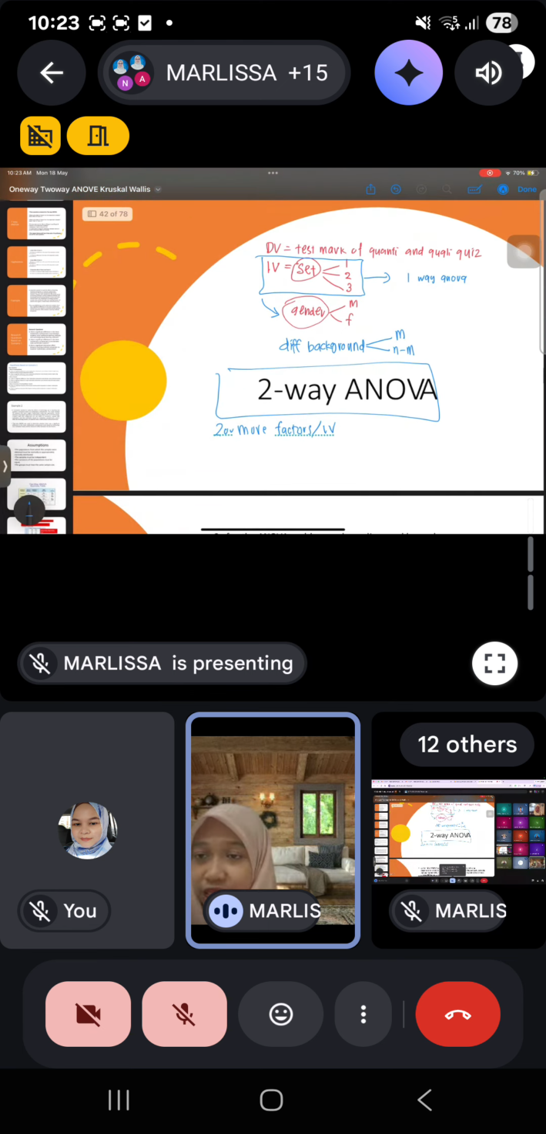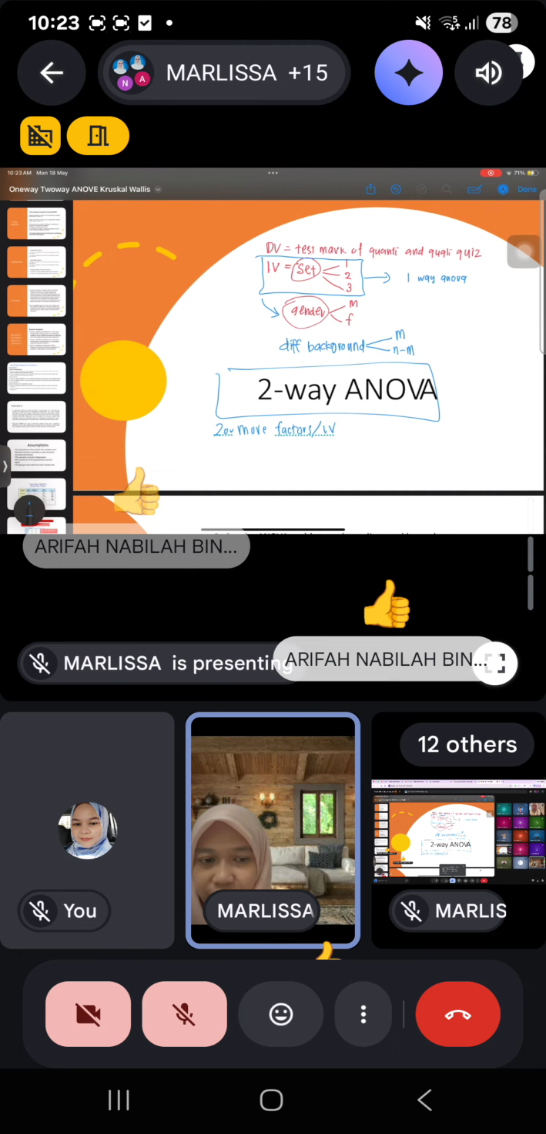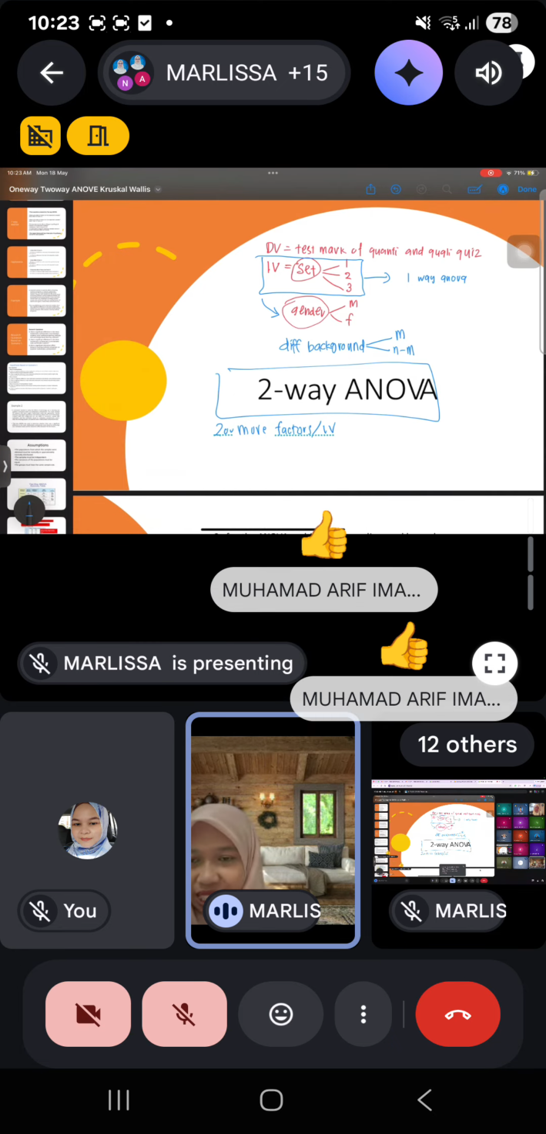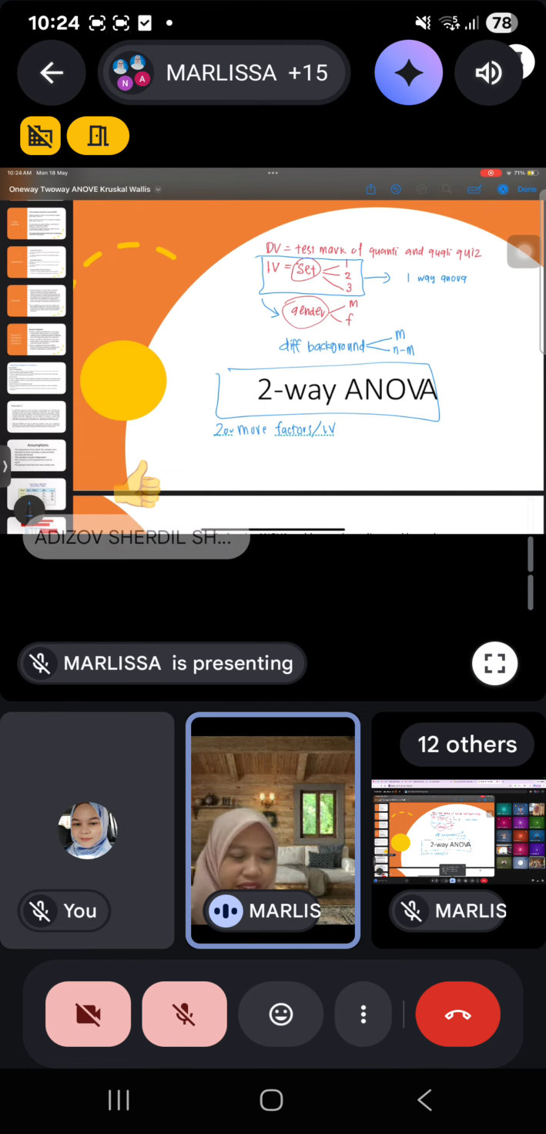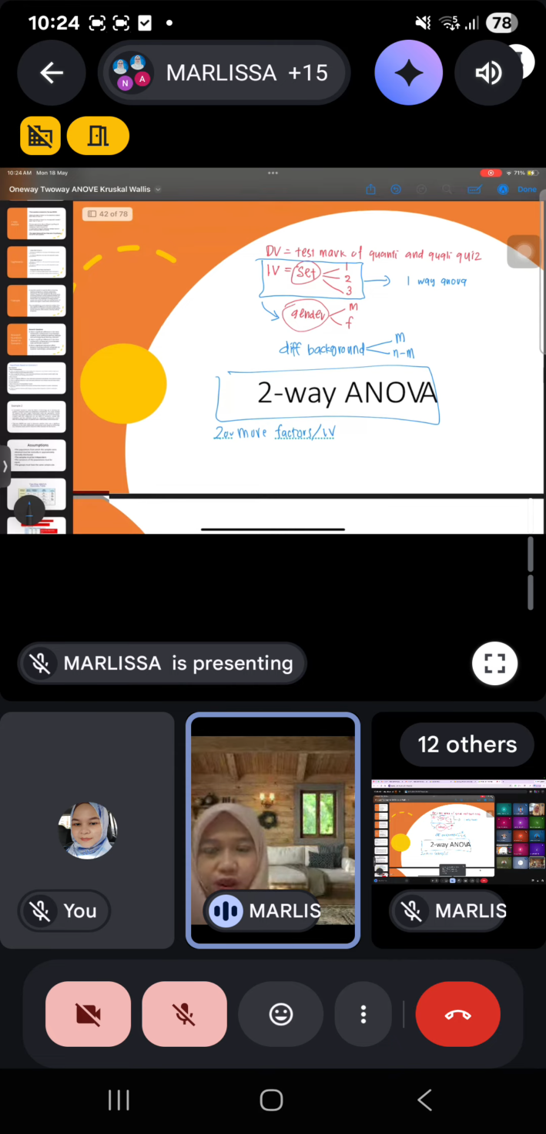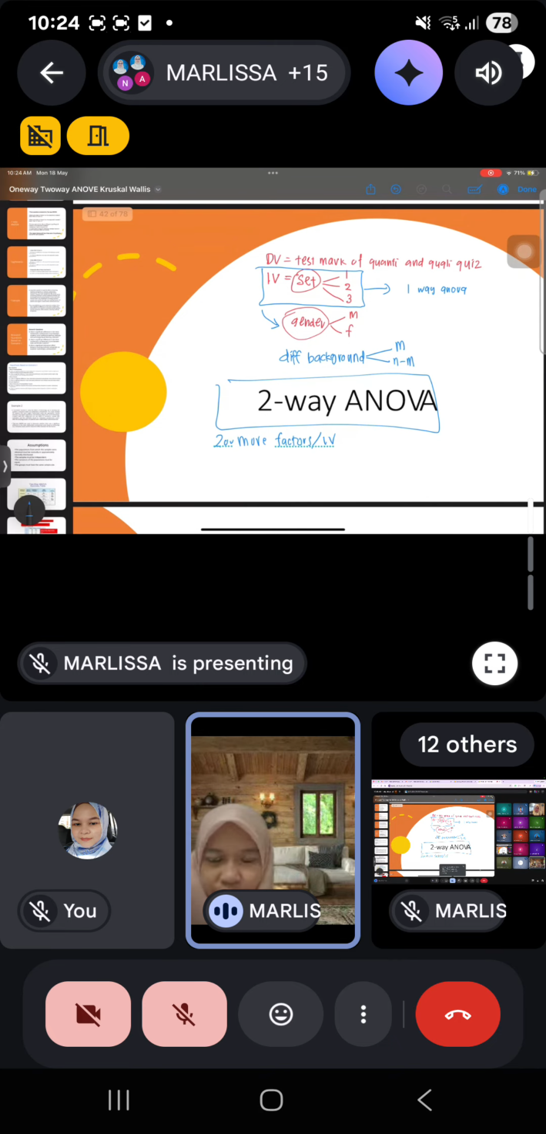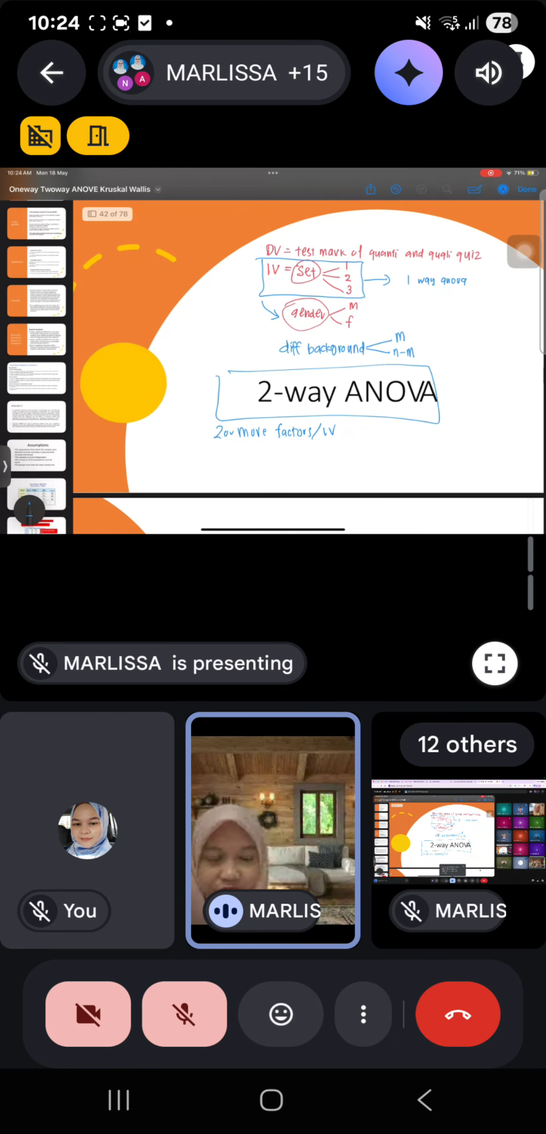Okay, so can you understand now the differences between one-way ANOVA and two-way ANOVA? If there's anyone who doesn't understand, you can always ask me right away, so later I don't have to go back and explain again. You can always raise your hand, or you can just talk and ask if you have any question. So that's the differences between one-way ANOVA and two-way ANOVA.